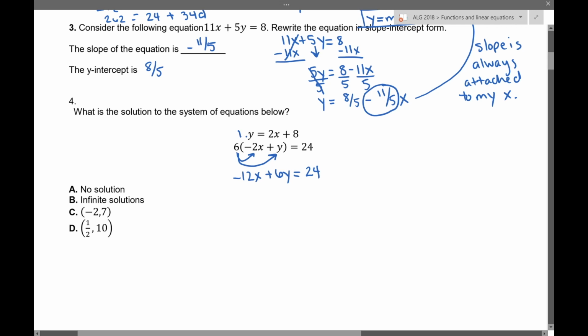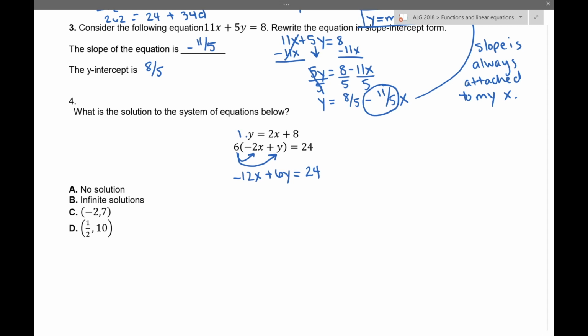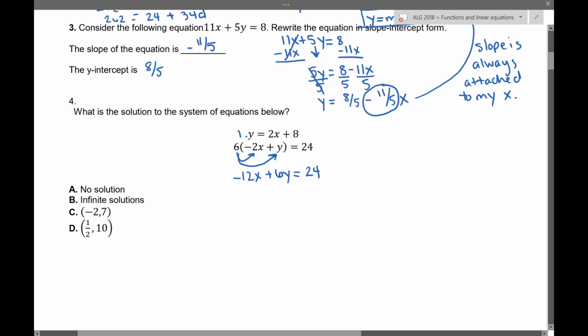Alright, now I do what I just did up here, and I need to get y by itself. So, what's on the same side as y? The negative 12x and the positive 6. So how do I get rid of the negative 12x? I do the opposite. Add 12x to both sides.